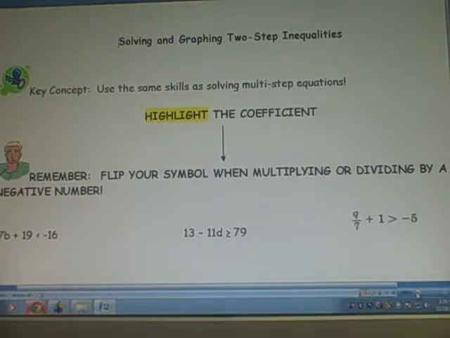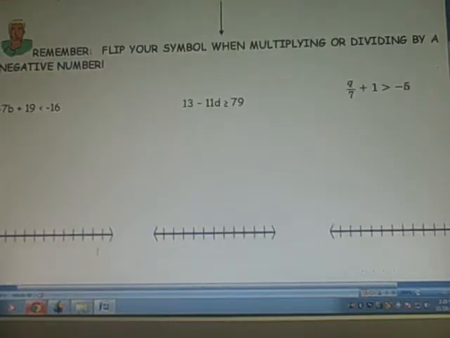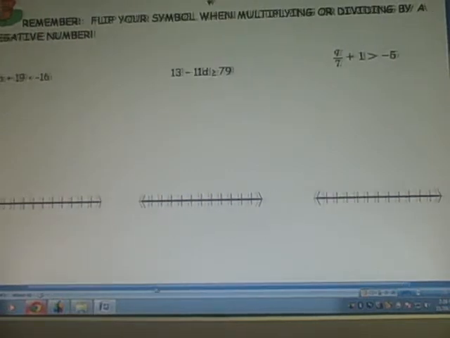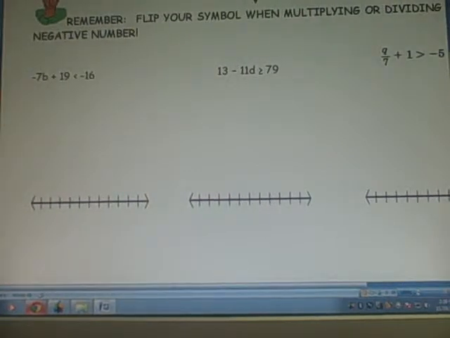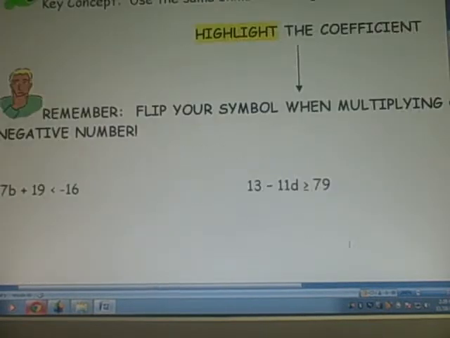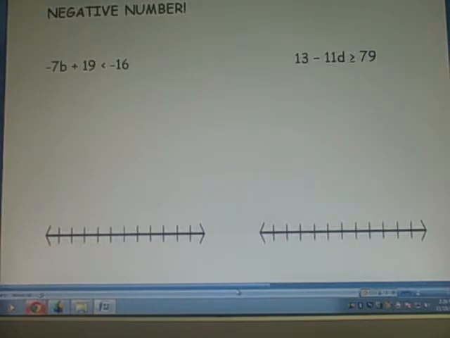So we're going to use the same skills as we used for our inequalities yesterday and as we used for our equations. However, the big key to remember is that we must highlight the coefficient. We need to look at the number in front of the variable because remember, we have to flip our inequality symbol when multiplying or dividing by a negative number. So for each of the problems below, we're going to do that first. We're going to look at the coefficients first. And I'm going to make these larger so we can see them a little easier.